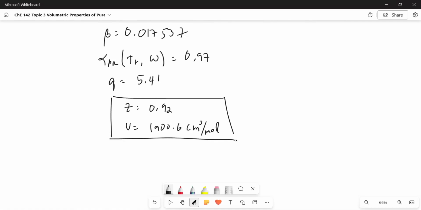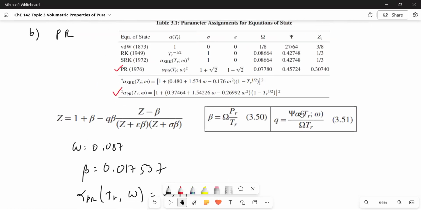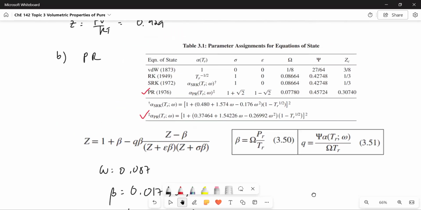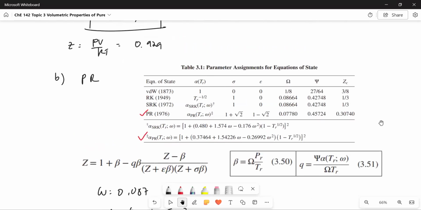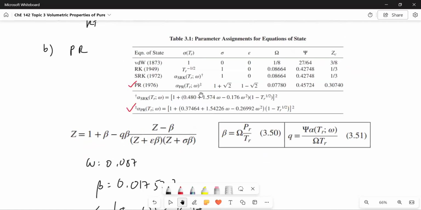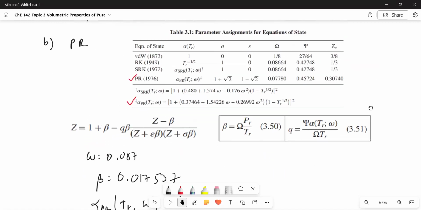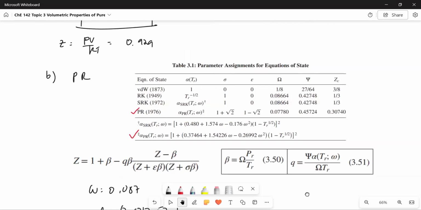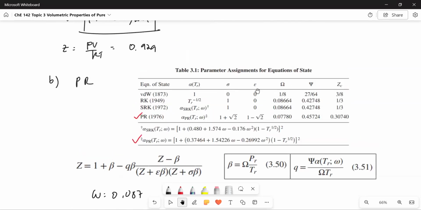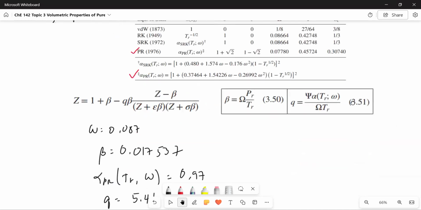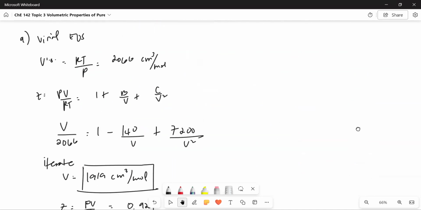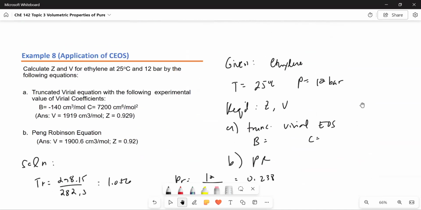Okay? So that's how you will use the equation. The difficult part would probably be writing the equation in your calculator, because this is going to be long. You have omega and epsilon, I mean, sigma and epsilon. Okay. So that's it for example 8. And let's end the video for now and just continue with the next video.